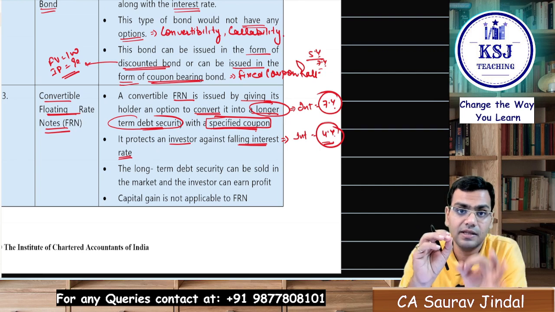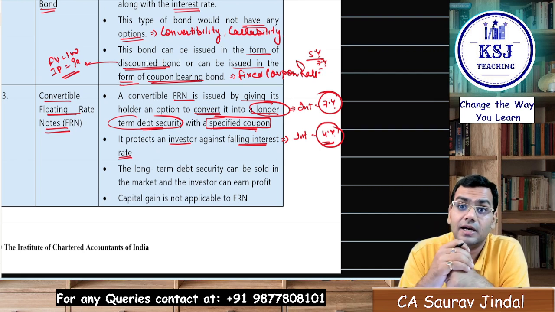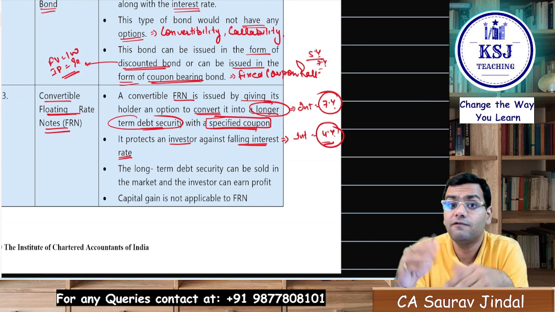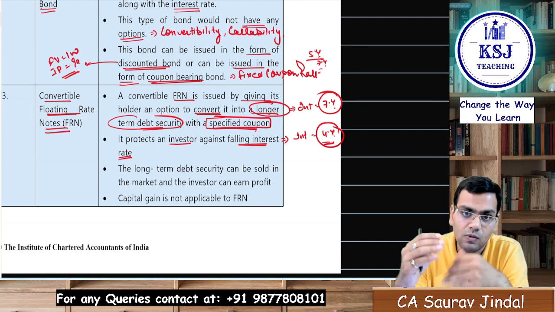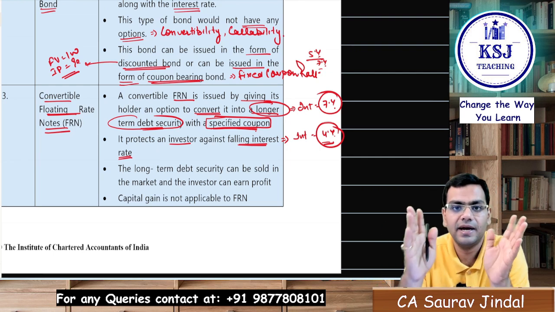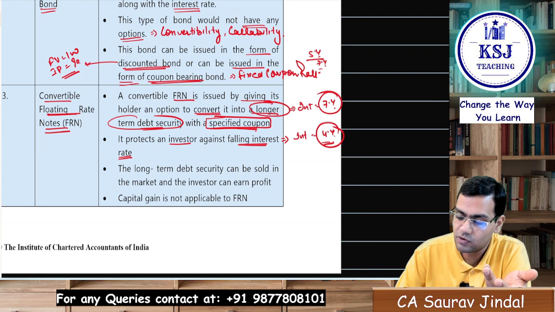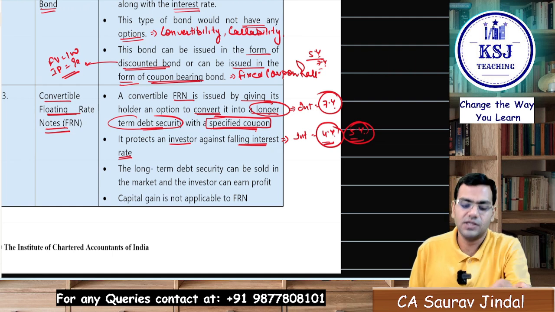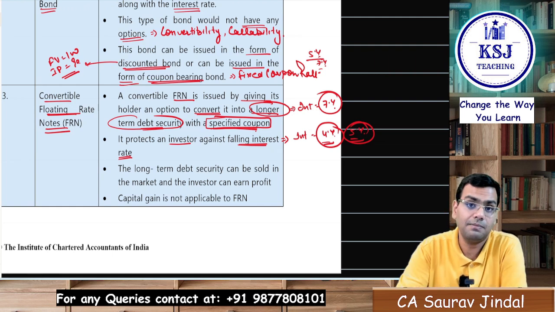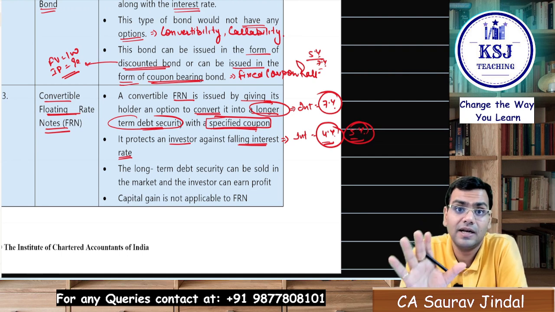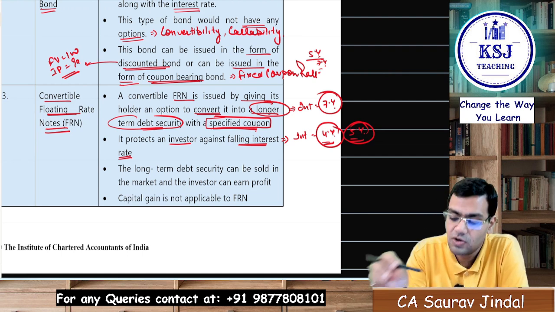Otherwise, in the case of bonds, the interest rate or the coupon rate might not be fixed. It might be a floating rate, right? Whatever the rate is prevalent in the market, that rate will be paid. For example, 4%, 5%, whatever is the coupon rate prevailing in the market, that will be paid to the investor. But in case of convertible FRN, what they say is we will convert it into a fixed rate long-term debt. You are getting a fixed rate.